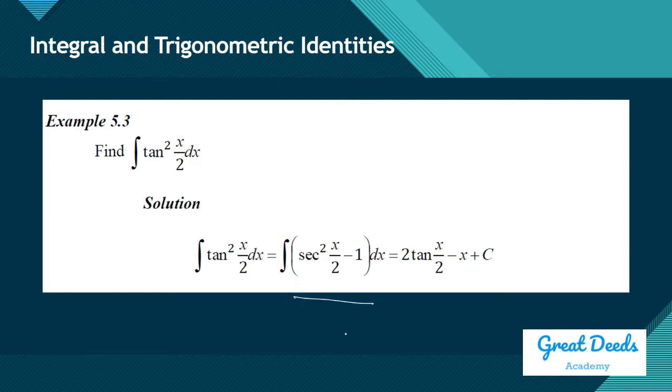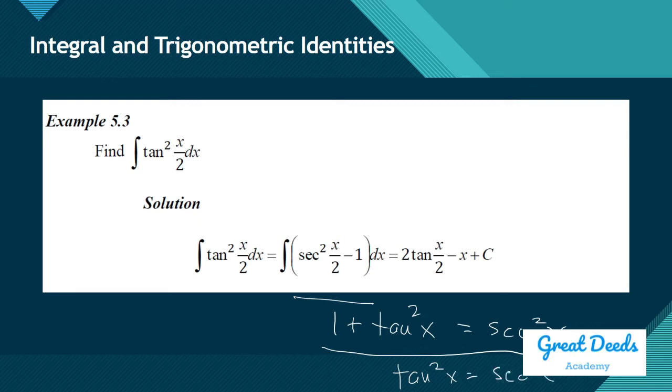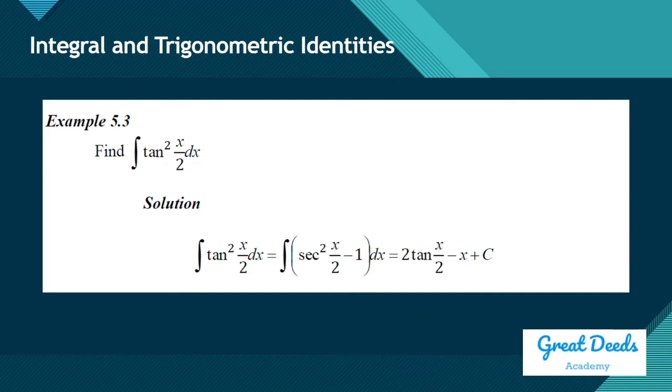Going back to your trigonometric identities, 1 plus the square of tangent of x is equal to the square of secant of x. And so this means that the square of tangent of x can be written as the square of secant of x minus 1. And this one is listed among your fundamental basic forms for the integral. So coming from the square of tangent of x over 2, we replace it with the square of secant of x over 2 minus 1.